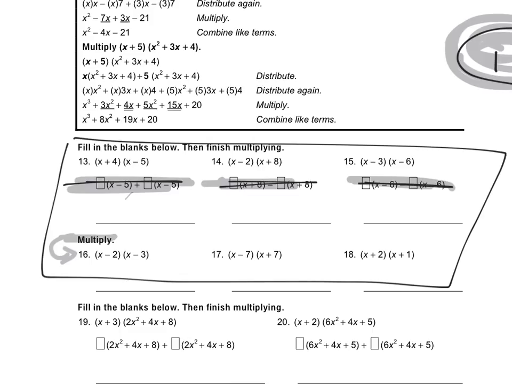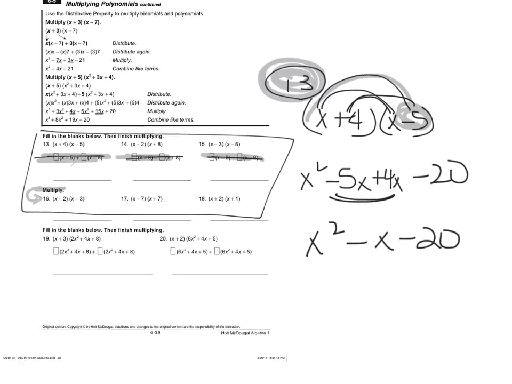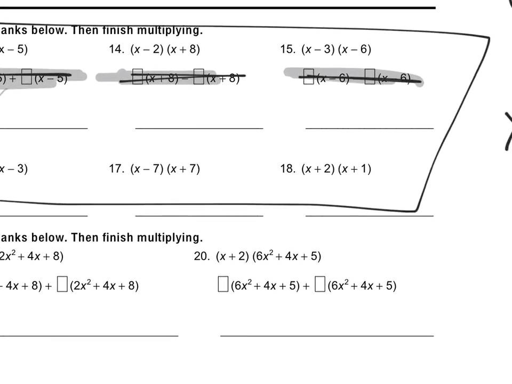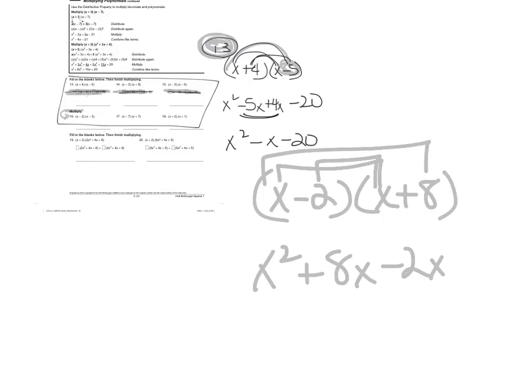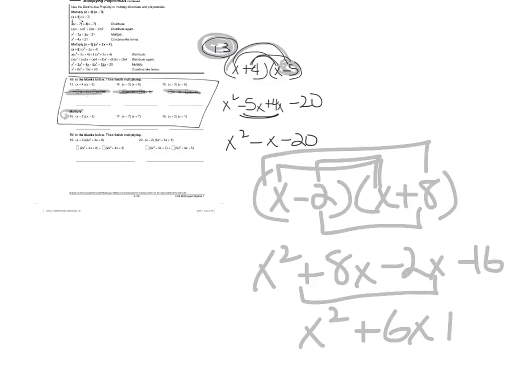All right, so one more. If I did number 14, the problem is x minus 2, x plus 8. So again, first, outer, inside or inner, and then last. You'll be able to group the middles, and there's your answer. So just take your time, watch your signs.